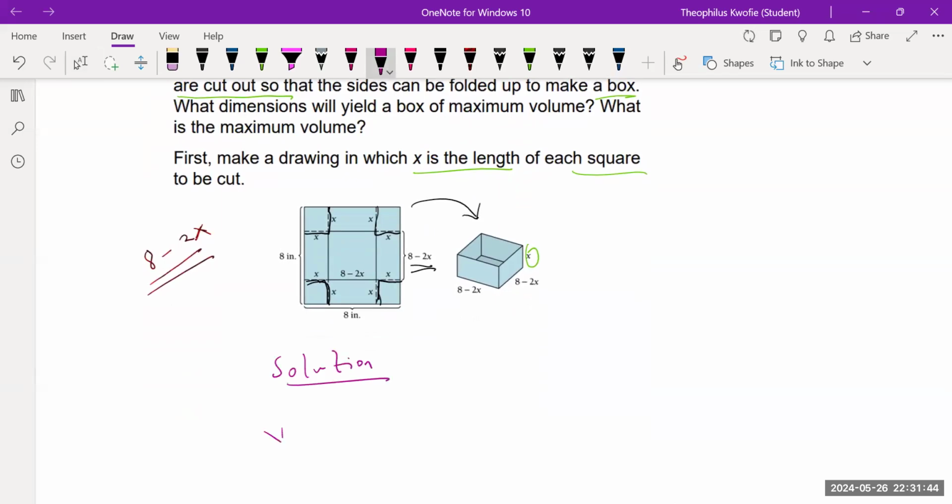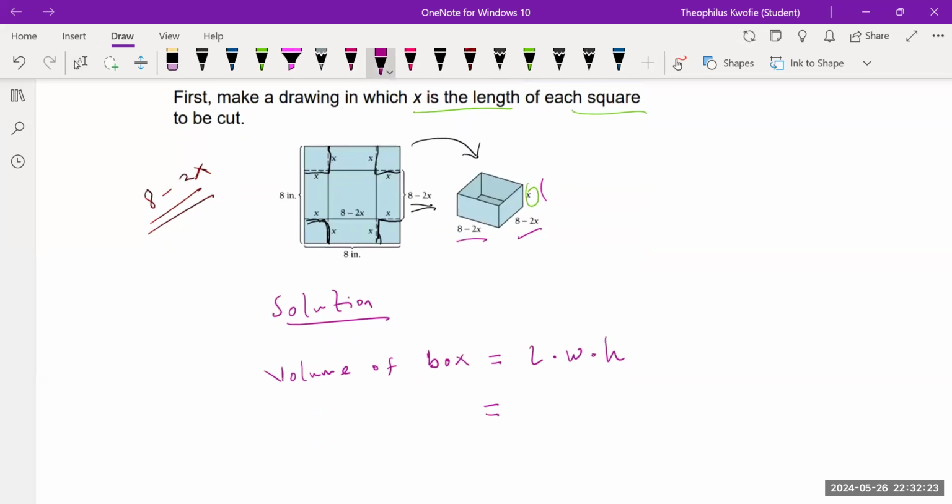Solution. Now, what would be the volume of a box? Anyone? So the formula for the volume of a box is length times width times height. So we are going to have this length, this width, and then the height. Is that okay? So good.